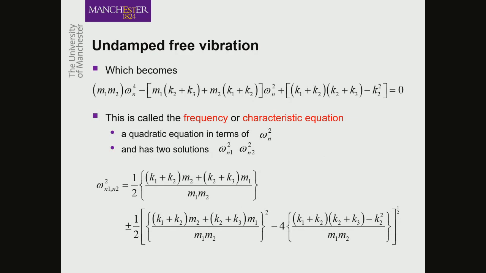Omega n, you know, was the natural frequency, a system property. For a one degree of freedom system, we only had one omega n. Now we have two natural frequencies. It means that our system can vibrate harmonically under two different natural frequencies. This is quite an important concept that you need to be aware of.